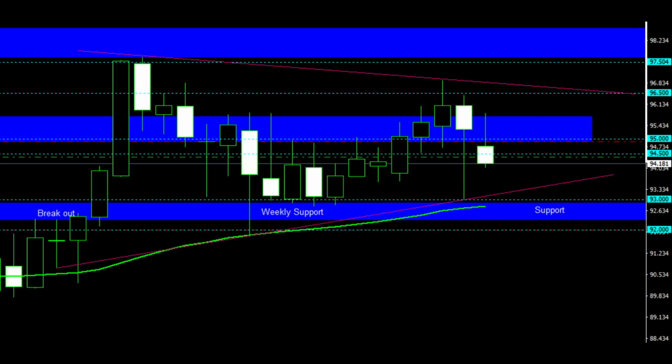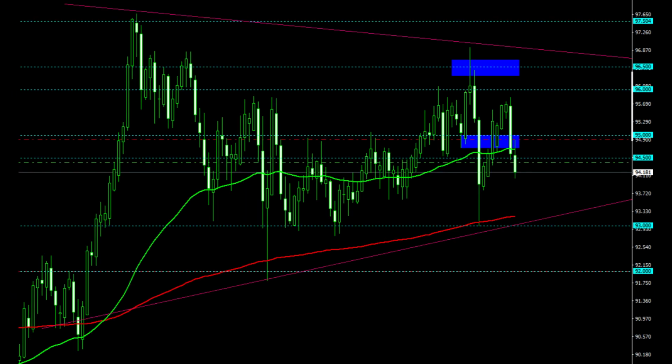Now, diving into the daily chart, there's a bearish flag formation. Based on this, I've initiated a short trade with a target at 92, anticipating a break below the 94.5 key level. To summarize, the Audjpy pair is at a crucial juncture.